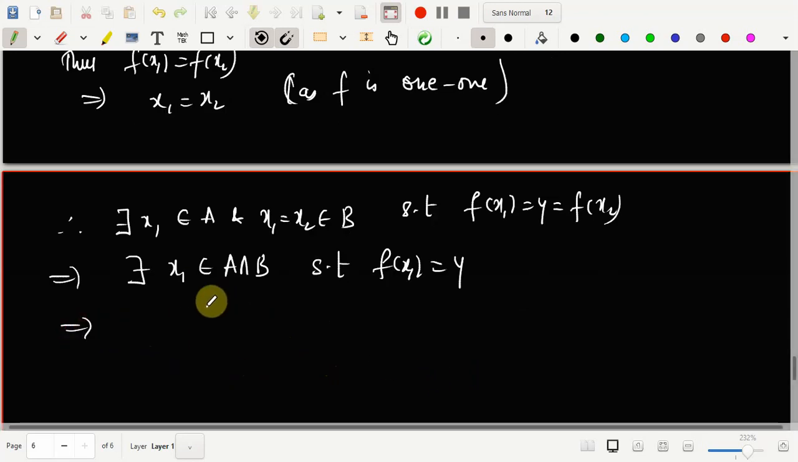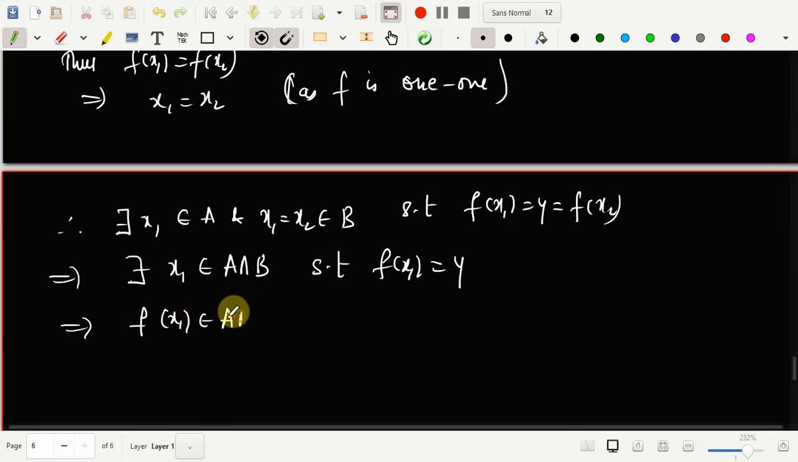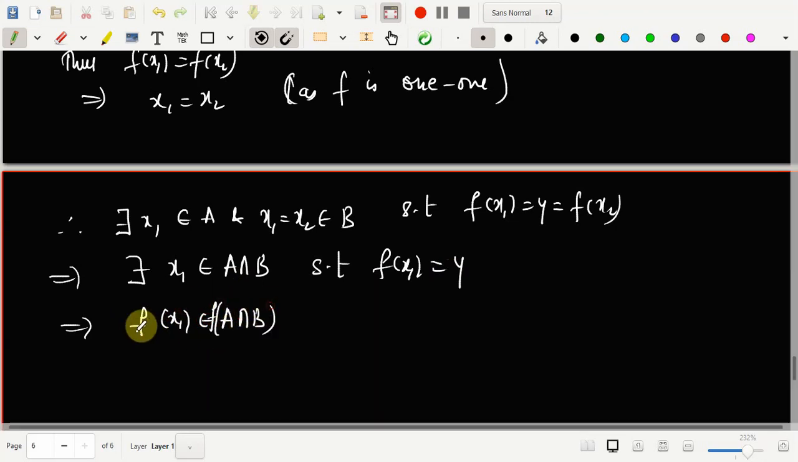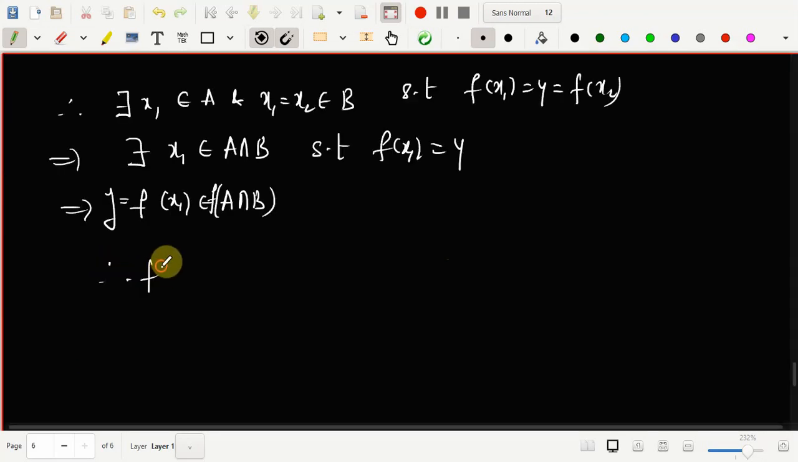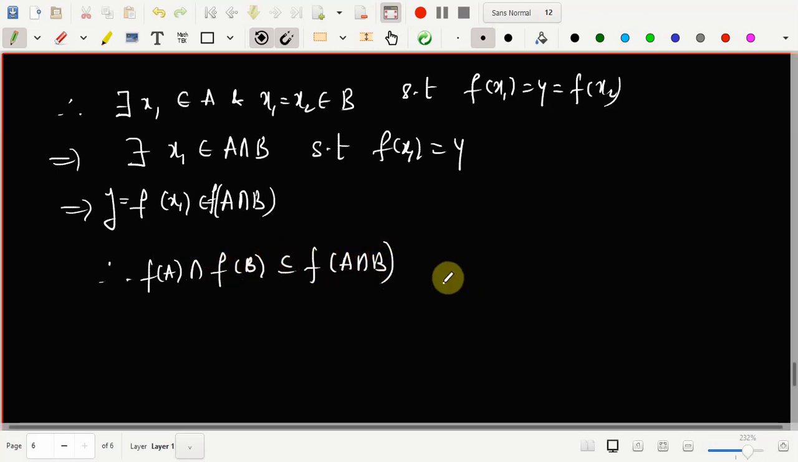This is same as saying, for any given y from where we have started, there is a point in A intersection B such that f of x1 is equal to that y, and therefore this is same as saying f of x1 belongs to f of A intersection B, that is y belongs to f of A intersection B. That's enough to say that f of A intersection f of B is a subset of f of A intersection B, because we have started with any arbitrary element y. Okay, and hence we are done.